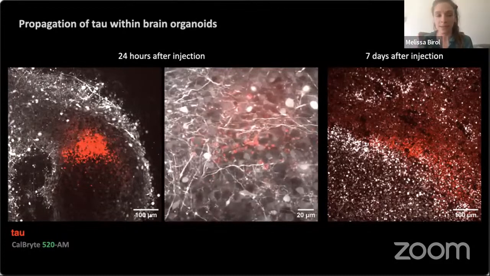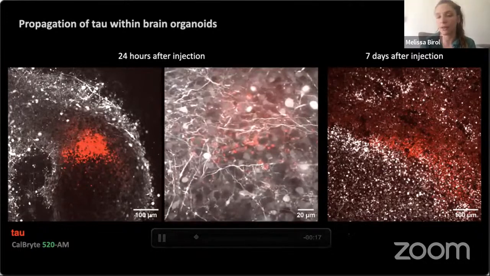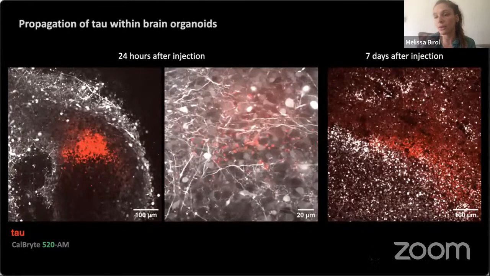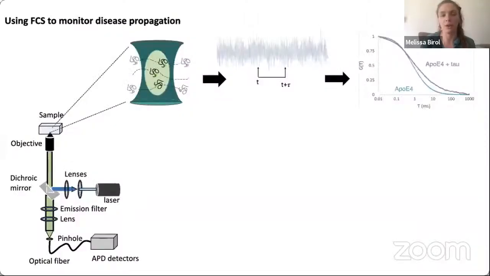We've initially expressed it from bacteria, and then we've labeled it with cysteine labeling, and then injected it into the brain organoid. And this is at 24 hours, we can see a local distribution. And then after 7 days, we see that actually the tau propagates throughout the organoid. So this is a good system for us to look at propagation of these disordered systems. Now, as I mentioned earlier, we use FCS a lot to look at binding. So we've used it to look at the interaction between ApoE alone and in the presence of tau. So we can definitely see that they are binding before even internalizing in these organoids.